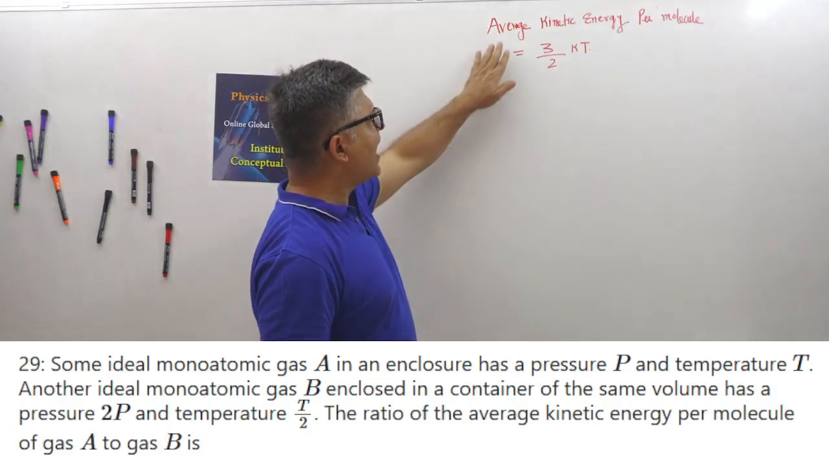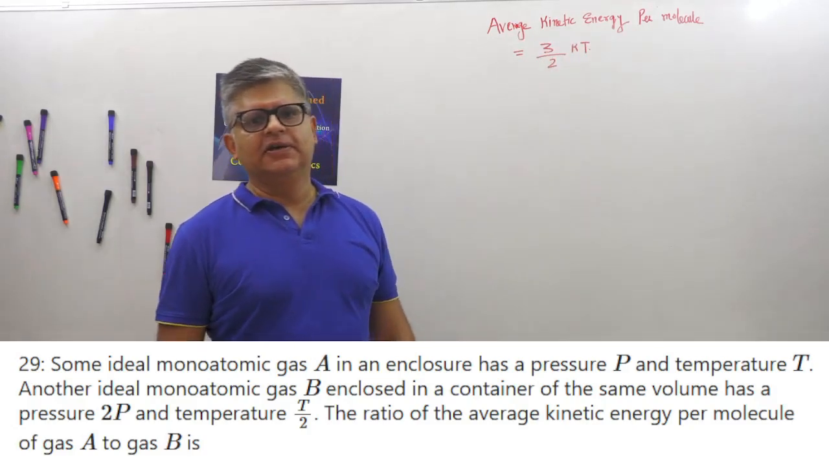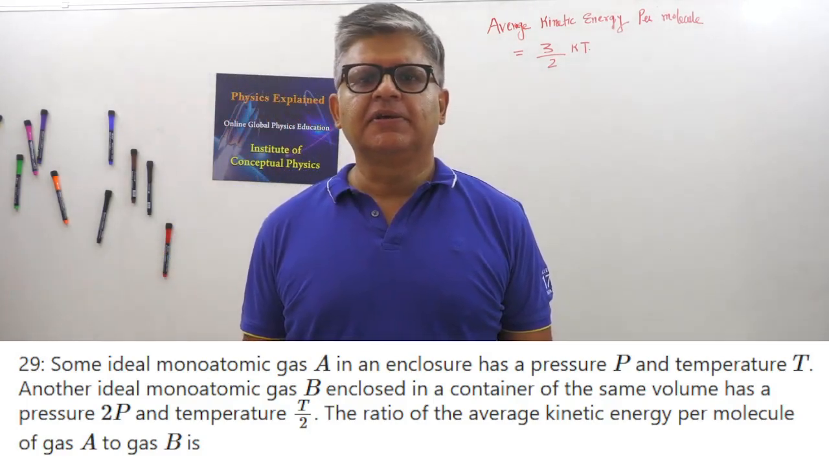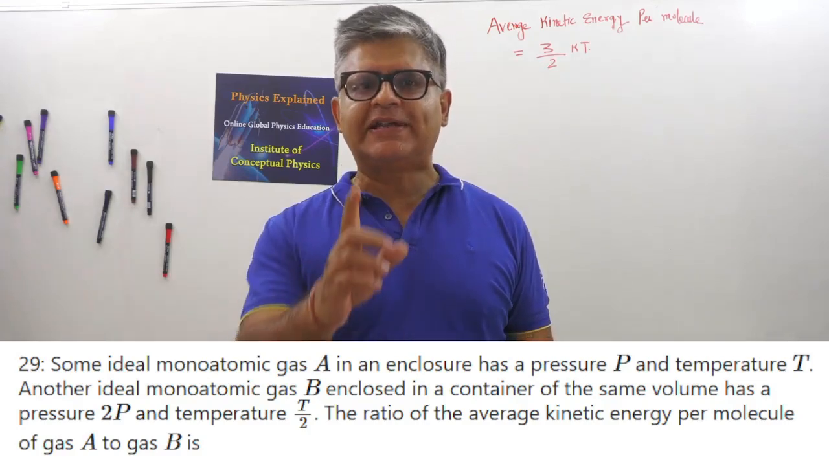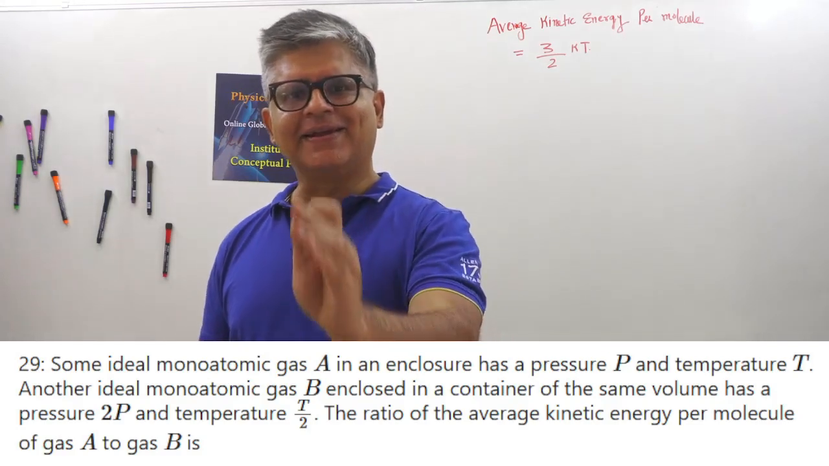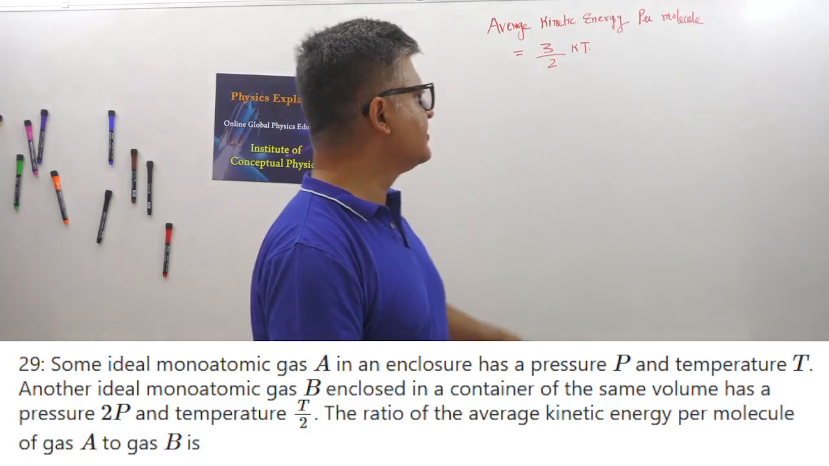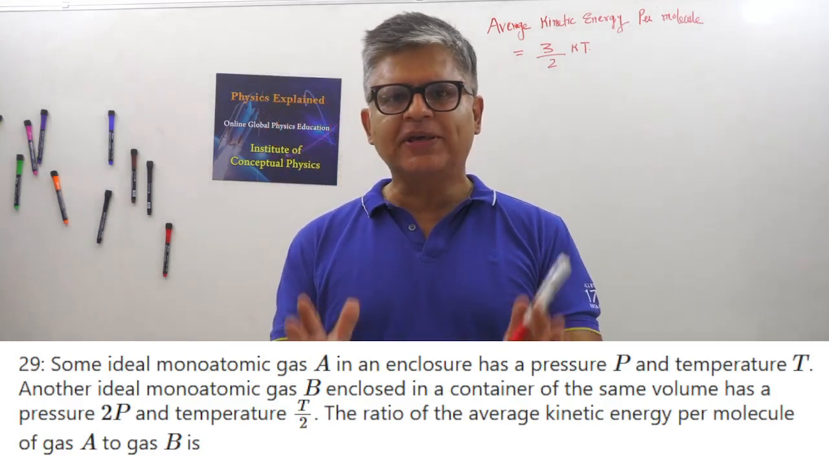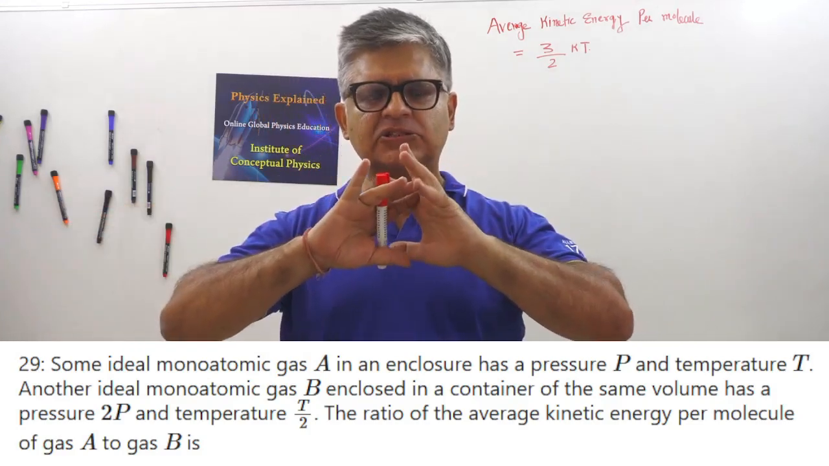Why? The average kinetic energy per molecule is written as 3 by 2 kT, which means the average kinetic energy of a molecule is dependent on only one thing: temperature. Remember this: the average kinetic energy of a molecule does not depend on pressure or volume. See this simple formula. It depends only on temperature. So your focus always has to be the temperature. Pressure, volume, and stuff like that does not matter.